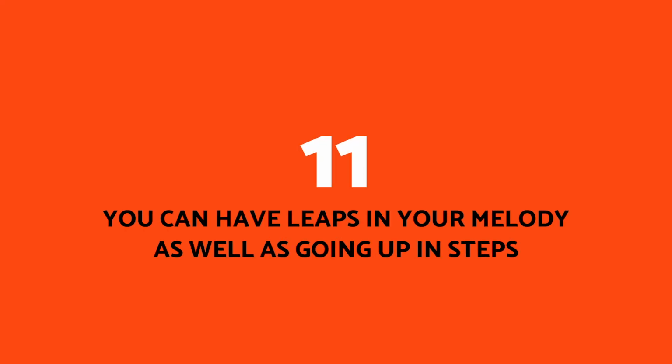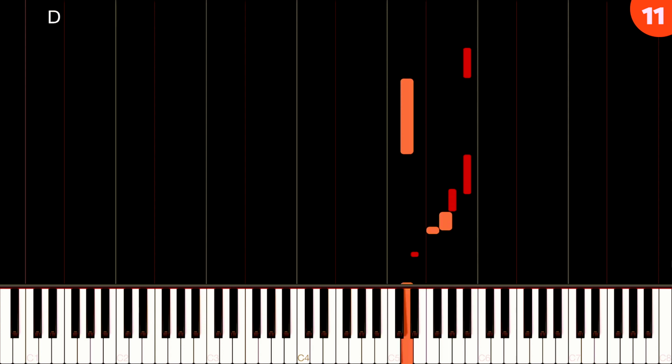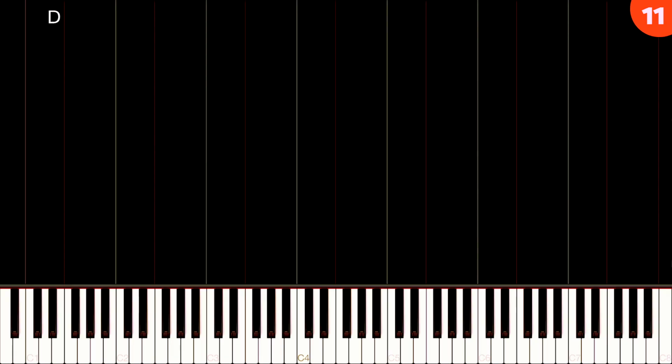11. Remember, you can have leaps in your melodies as well as going up in steps. Our dice tune, great, it's got lots of leaps. It's got this one of a fifth, a leap of a fifth, and then it goes down by a sixth. Whereas the tune that I wrote, which was the sort of stream of notes, was tending to go in stepwise motion.